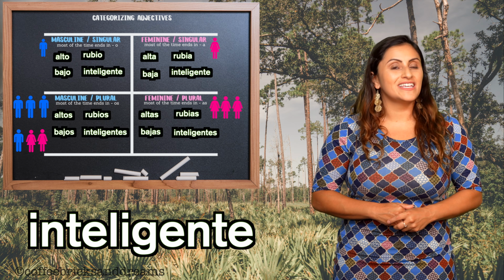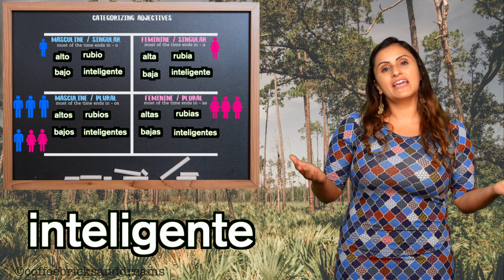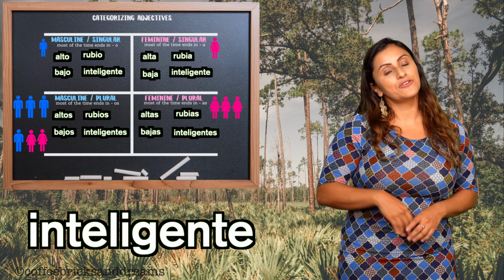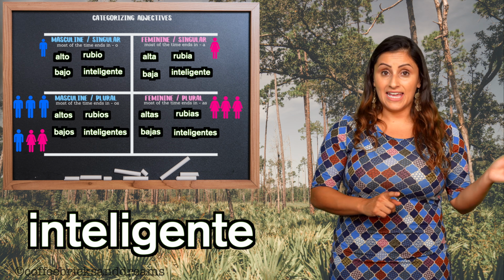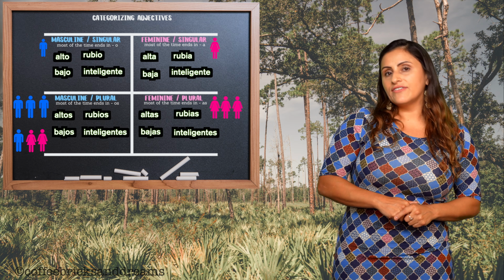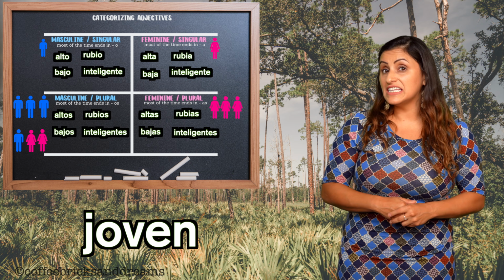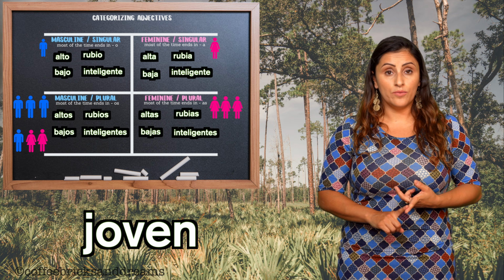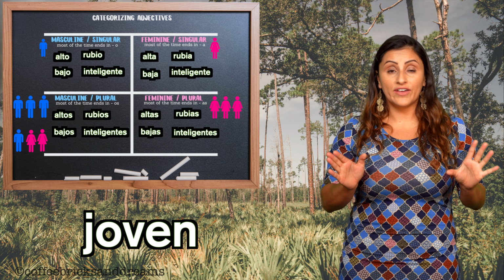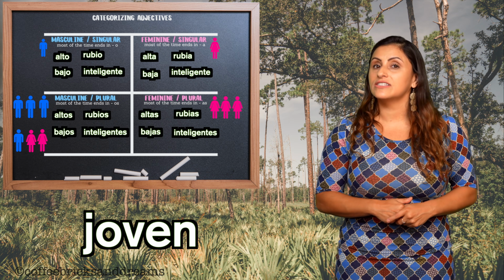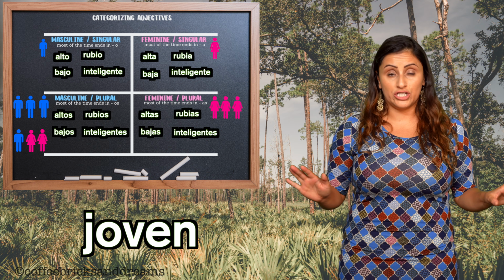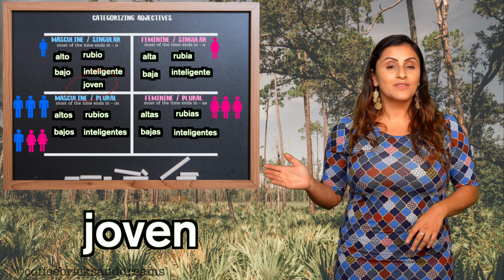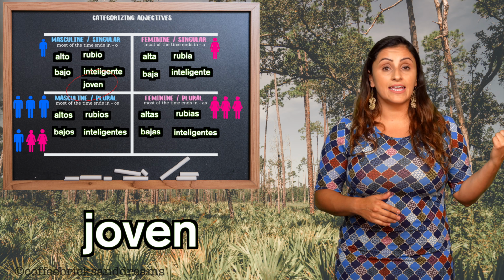So you probably noticed that if it ends in a vowel, we're basically going to add an S to make it plural. That's why we went from inteligente to inteligentes. But what if we have an adjective like joven, which means young? What do you do? That does not end in a vowel. Well, the first thing you need to know about joven is that it is, again, one of those adjectives that we don't have to worry about gender. If we want to say a young male, we're going to say joven. And if it's a young female, we're going to say joven.